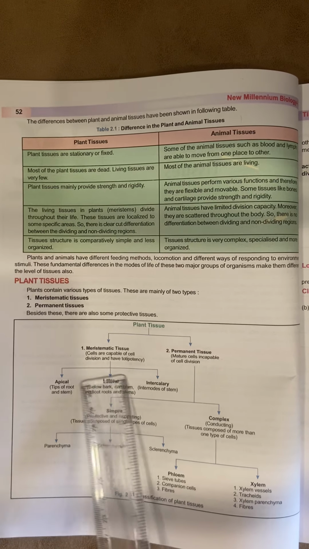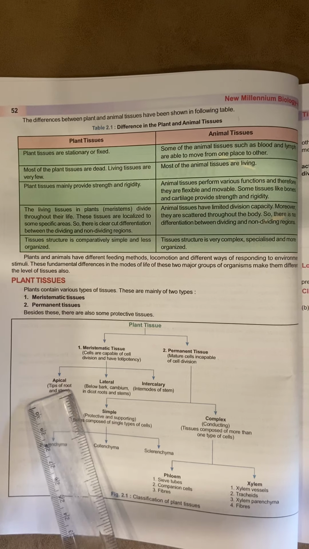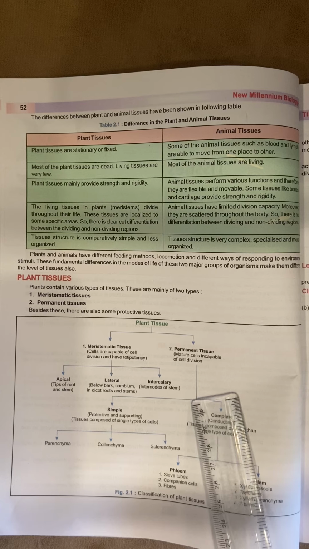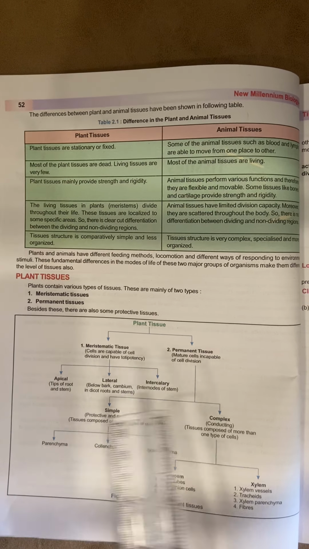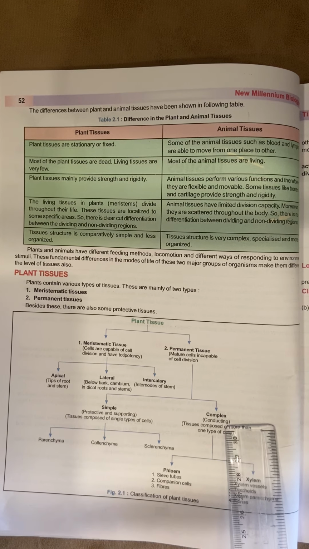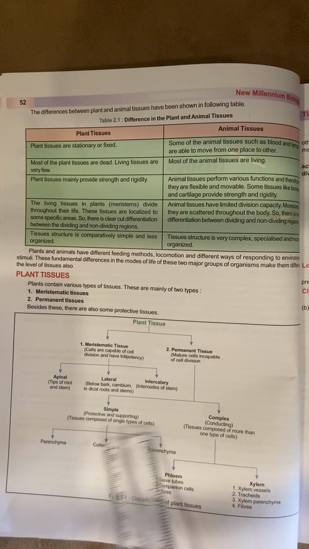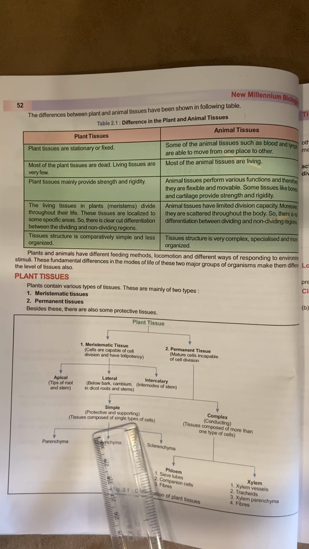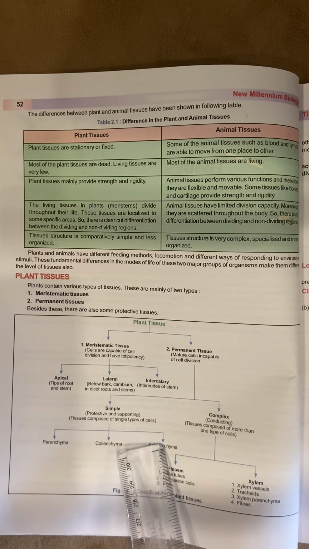Now, meristematic tissue is further of three types depending upon the location where it is present. So, apical, lateral, and intercalary. Permanent tissue now is also of two types, that is simple and complex. Now, what is the difference between simple and complex? Simple permanent tissues are the ones which are composed of only a single type of cells, that is all the cells are similar, and they are of three types: parenchyma, collenchyma, and sclerenchyma.